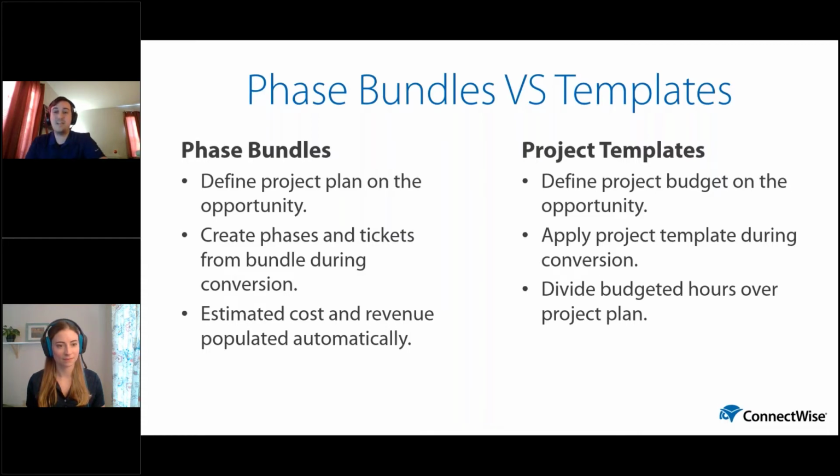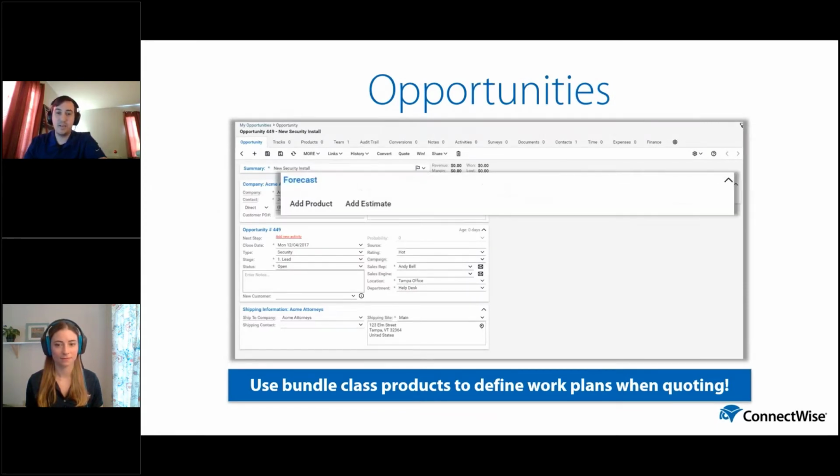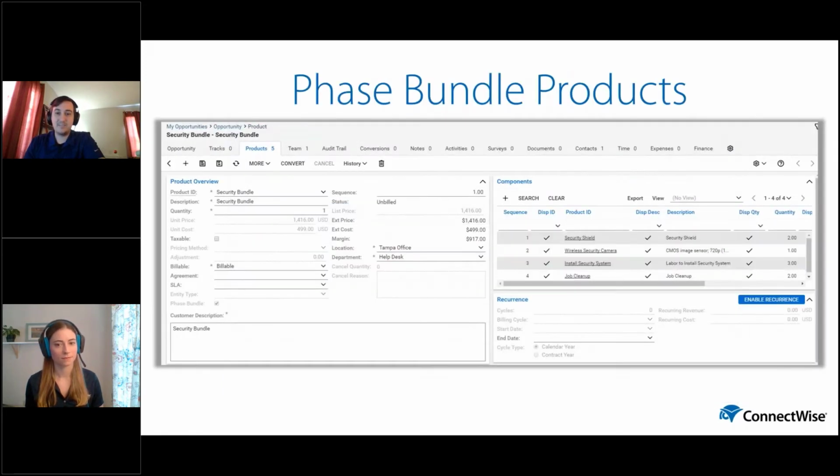So let's take a look now at these two different methods, what they look like in action. Here I am back on an opportunity, and I want to add a bundle class product to define our work plan. I can do that from the forecast, and I want to search for a product, specifically a bundle. So I have a security bundle right here, and I'll add that on.